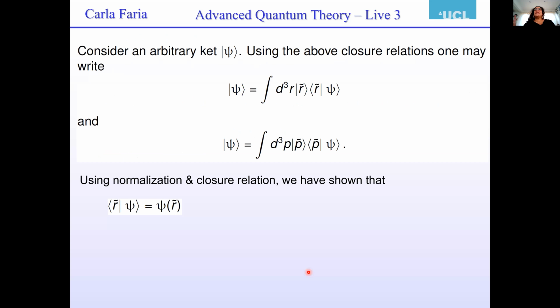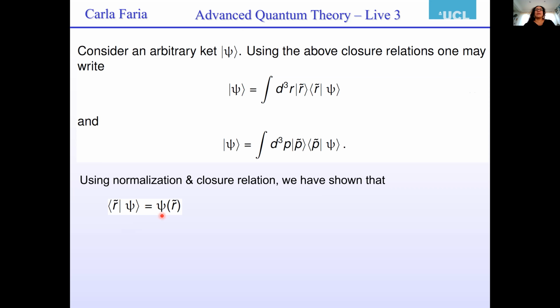Now, let's consider an arbitrary ket. Using these closure relations, we can write an arbitrary ket like this. So we're writing this ket in the R representation, or we can write it in terms of the P representation. This is something that I'm not going to prove here because it has been proven in the asynchronous lecture, but I would definitely recommend that you have a look: if you use normalization and closure relation, you can show that this is going to hold.